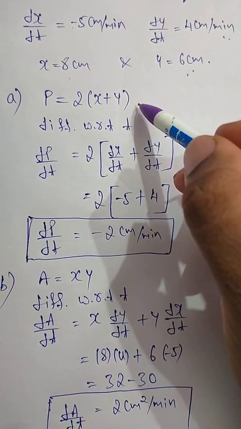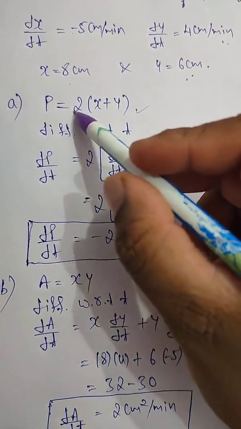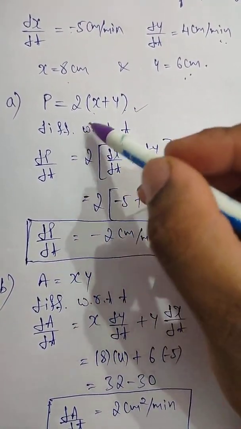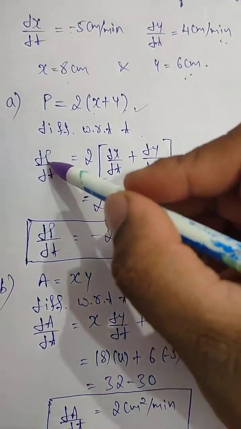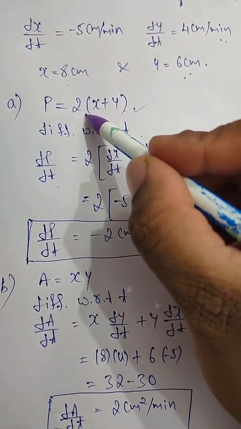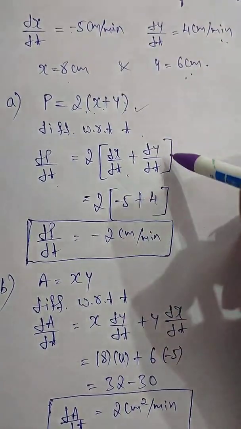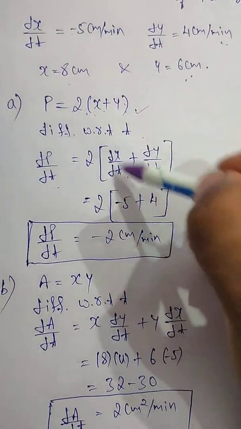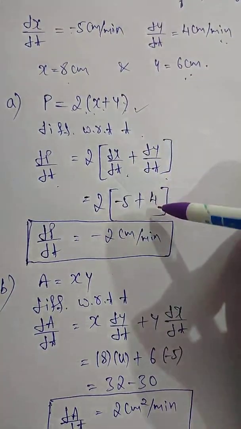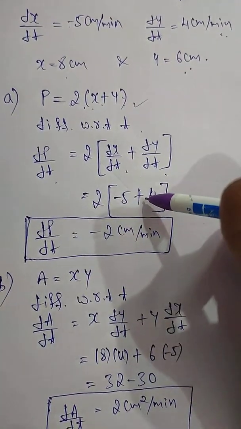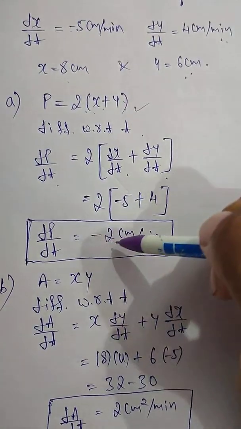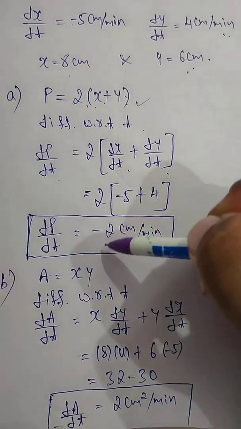So we know that the perimeter of a rectangle is 2 into (x plus y). Differentiate with respect to t. dP by dt is equal to 2, which is a constant, the differentiation of x is dx by dt, the differentiation of y is dy by dt. So dx by dt is minus 5, dy by dt is 4. Minus 5 plus 4 is minus 1. Minus 1 into 2 is minus 2 centimeter per minute.